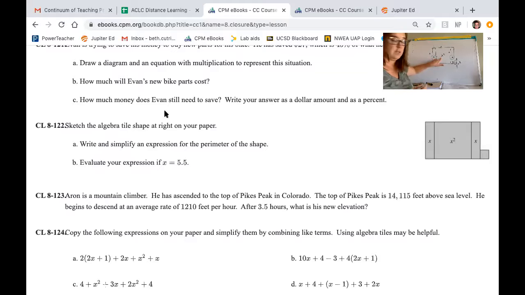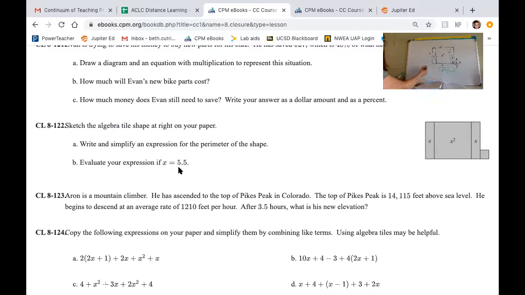There's only one of these. So my equation is gonna be x squared plus 2x plus 1. This is the algebraic expression represented by those tiles. And then part B is to evaluate your expression for x. If x equals 5.5, you're going to put a 5.5 in for every place you see x.